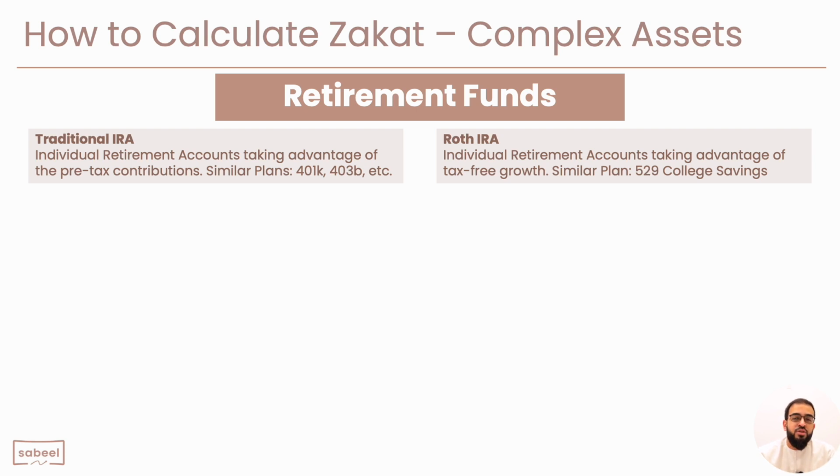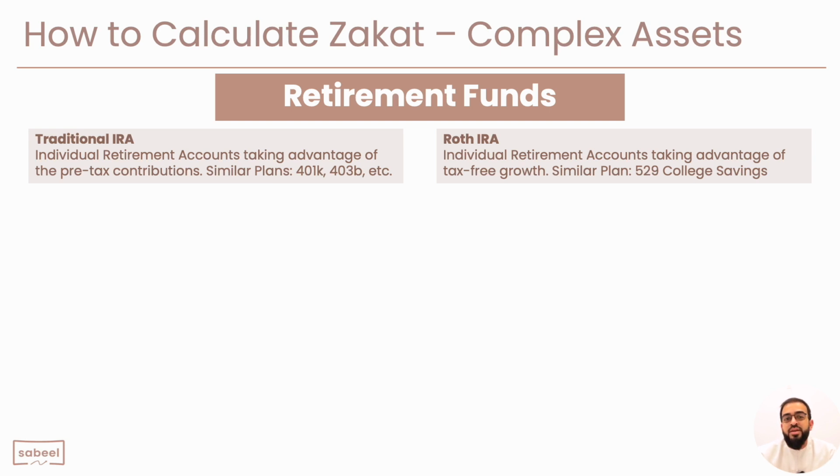Now, the last type of complex assets that we're going to look at are retirement funds. And this pretty much breaks down into two different categories: traditional IRA and Roth IRA. The first type of IRA is an individual retirement account. Traditional IRAs take advantage of pre-tax contributions and allow it to grow and then are taxed at withdrawal. So you put in $100, that's not taxed, and then once it becomes $1,000 at withdrawal, that's when the government will tax it. The similar plans to this are 401ks and 403bs.